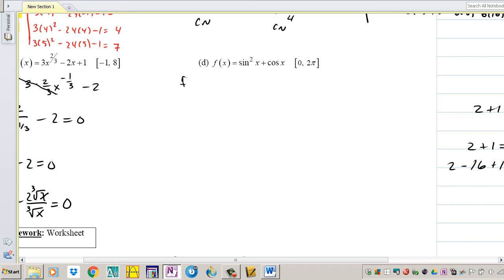So f prime is equal to sine squared of x. Okay, so f prime, what's the derivative of sine squared? Power rule, drop the 2, keep the inside, and then take the derivative of the inside and multiply it to the outside, which is cosine. Plus, the derivative of cosine is negative sine. Now, I set that equal to 0.